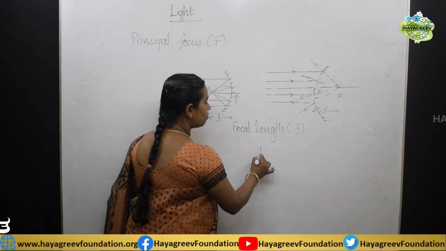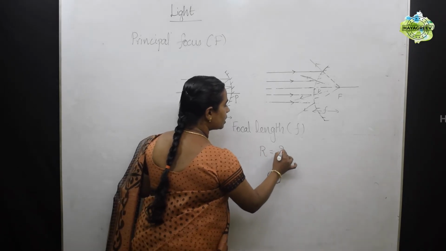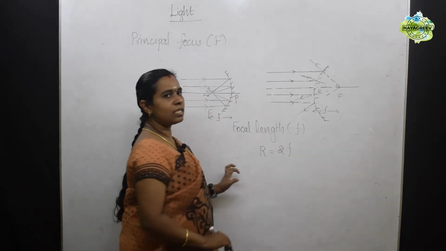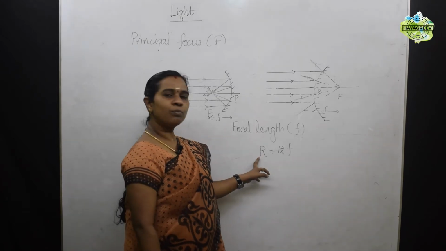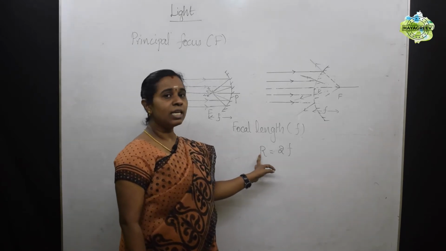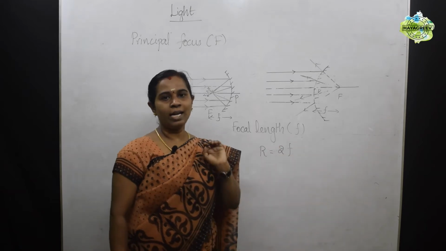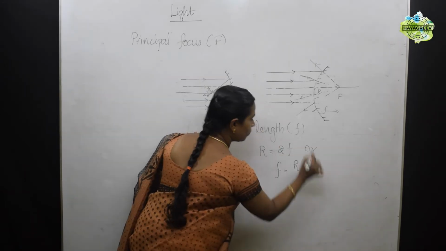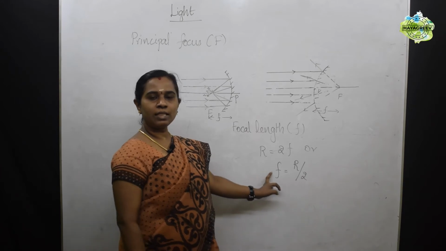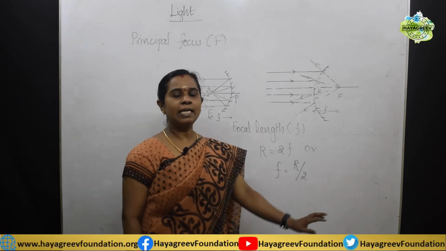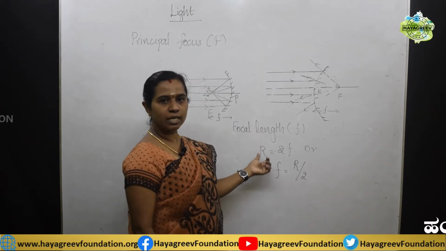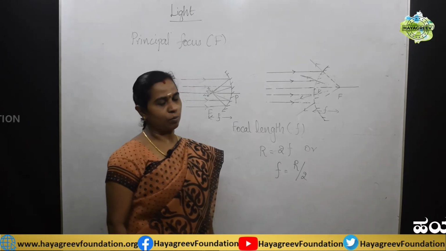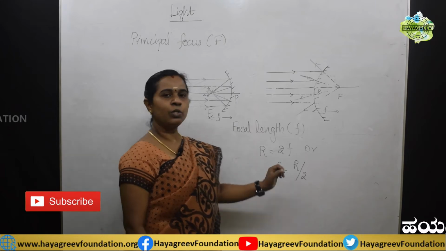Now, the relationship between radius of curvature and focal length is r equal to 2f. So the radius of curvature of the mirror is twice the focal length, or the focal length is half of its radius of curvature. For one mark, maybe they ask with the help of this formula.